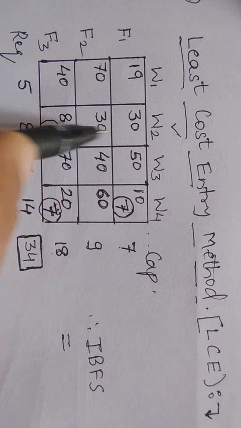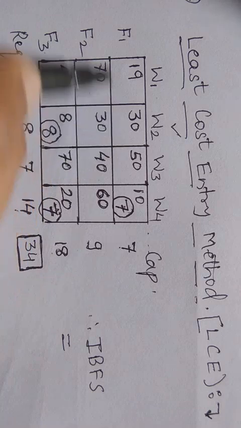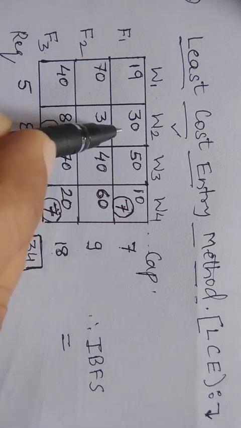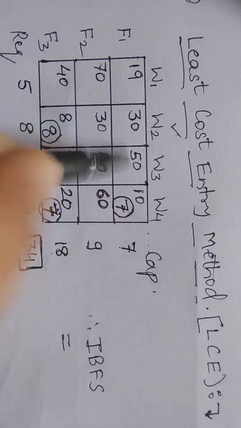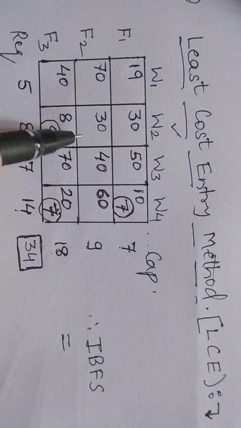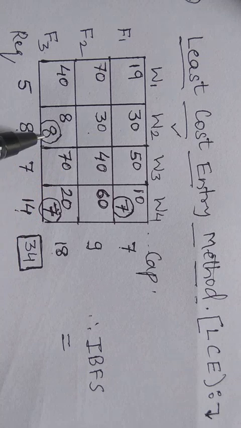30. You can take any one 30. This is the 30, F1, W2. W2's requirement is 8. It is over. No requirements are there, so this 30 is over. Go to the next 30. This is F2, W2. W2 has a requirement of 8. All 8 are taken from factory 3, so this 30 also I cannot do.